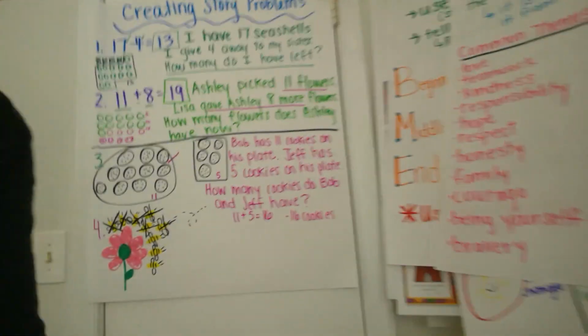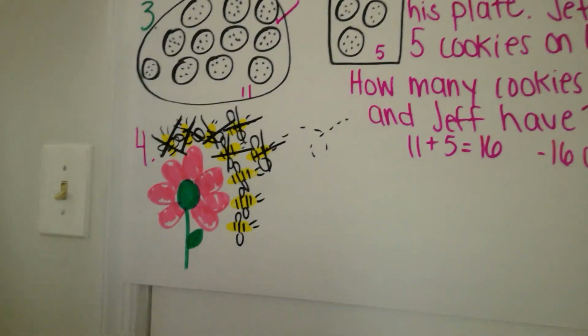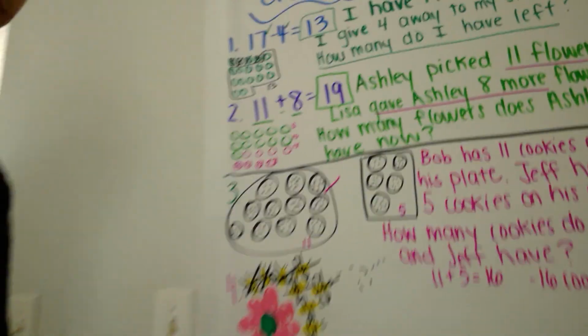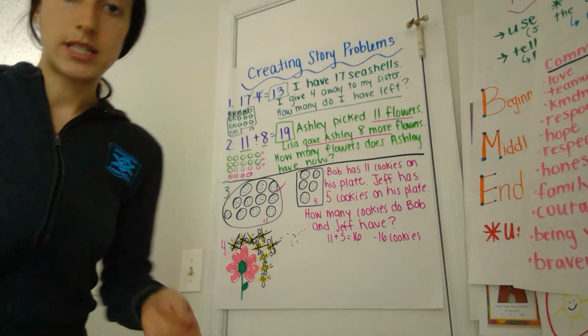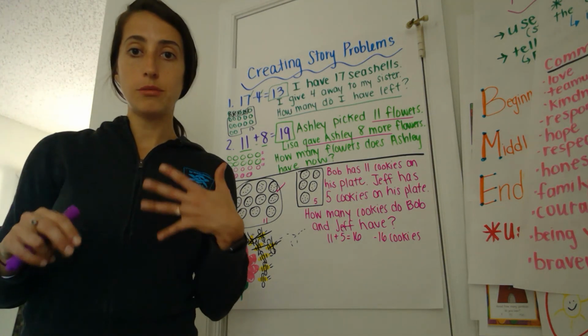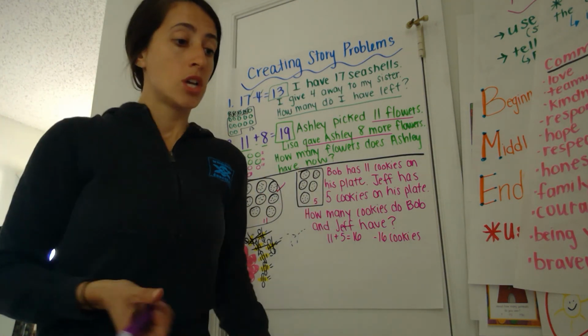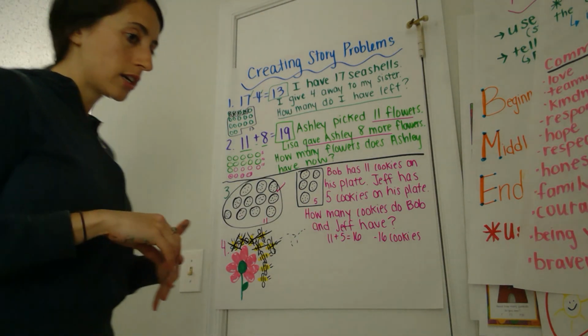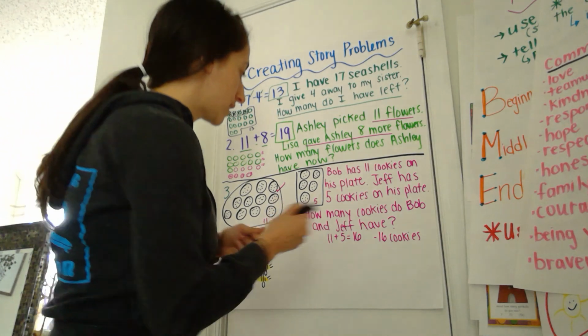Okay. All right, the last one is a little messy. Let me bring you a little closer. So we have a flower and we have some bees, and I can see that some of the bees are X'd out. So if some are X'd out, what does that mean? We are probably going to be subtracting. So I want to do a subtraction one. This one's a little trickier because you really have to look at that picture.